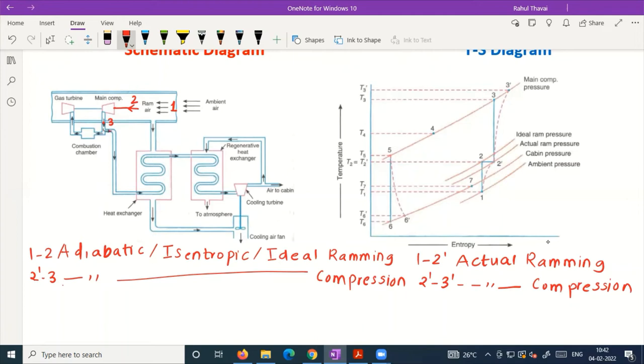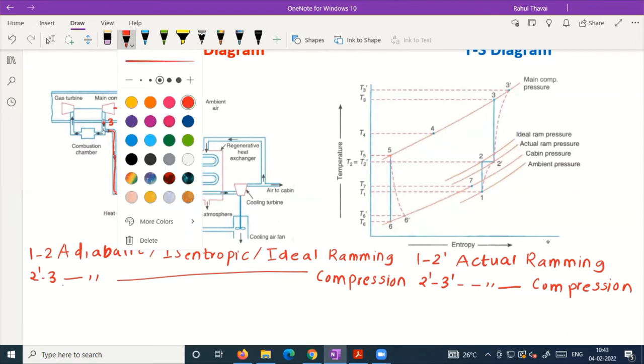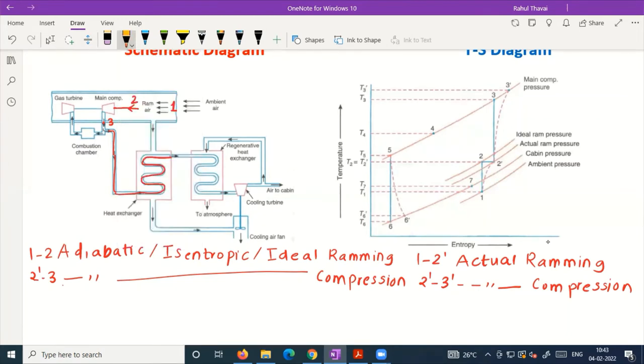The maximum portion of the compressed air is supplied to the heat exchanger. This is the compressed air which is coming inside a heat exchanger. Now this compressed air coming inside the heat exchanger is cooled by using rammed air. So the rammed air will come here, and this rammed air will cool the compressed air.